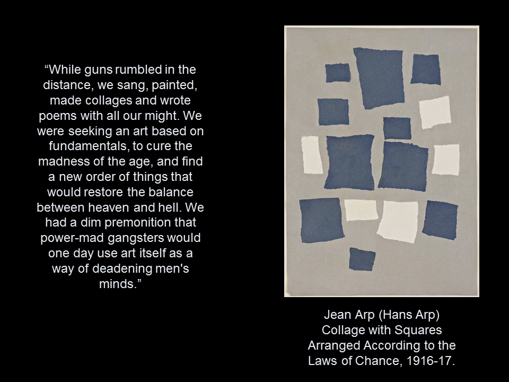One of the quotes from Jean Arp is, "While guns rumbled in the distance, we sang, painted, made collages, and wrote poems with all our might. We were seeking an art based on fundamentals to cure the madness of the age and find a new order of things that will restore the balance between heaven and hell. We had a dim premonition that power-mad gangsters would one day use art itself as a way of deadening men's minds." What's really interesting about Jean Arp's statement is that this was a premonition of what would happen to him in the 1930s when the Nazis would consider him a degenerate artist and they banned his artwork in Germany.